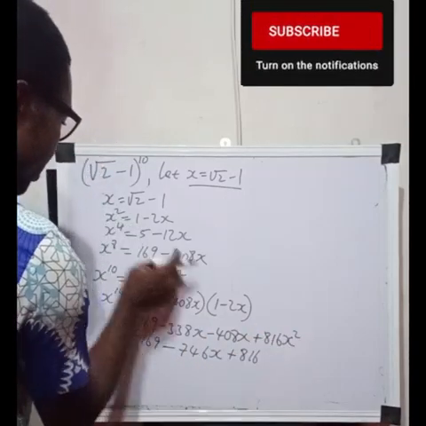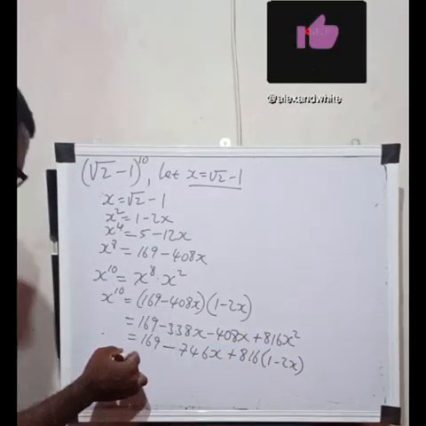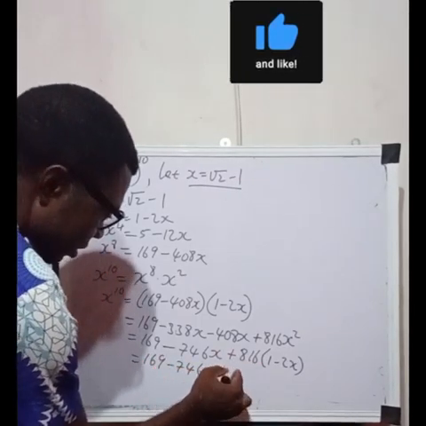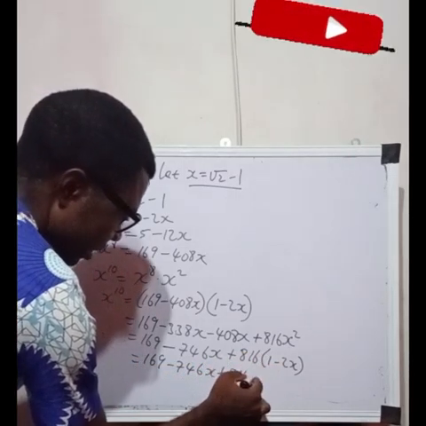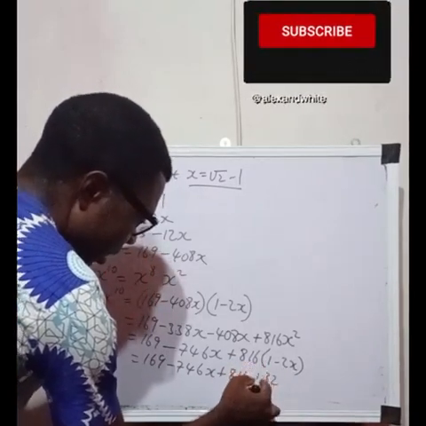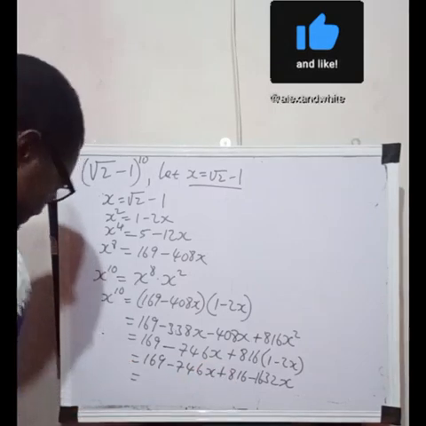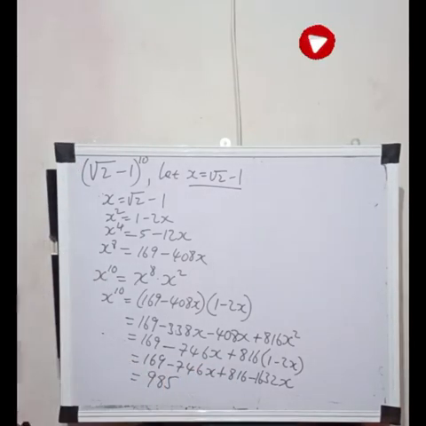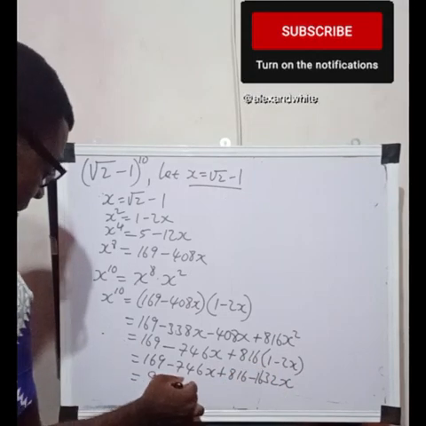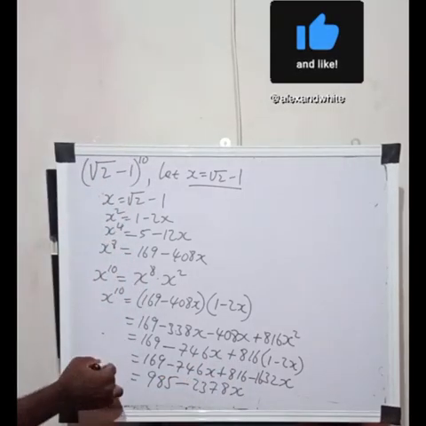I don't want to see x squared, so I'll replace it with this. This is x squared, 1 minus 2x. So this will give me 169 minus 746x plus 816 times 1 is 816. 816 times minus 2x, we have minus 1632x. When we collect like terms, 169 plus 816 will give us 985. Minus 746x minus 1632x will give us minus 2378x. So this is x raised to the power 10.